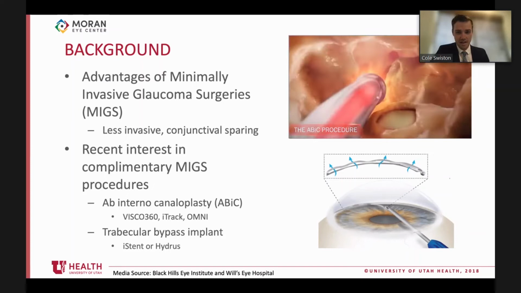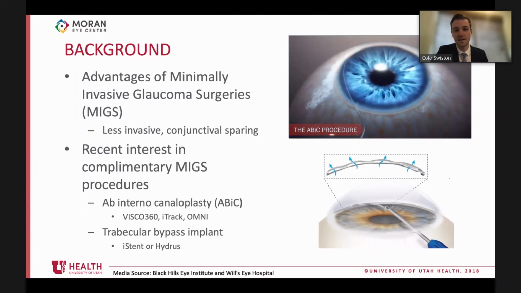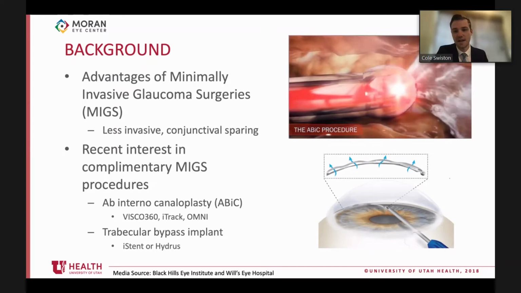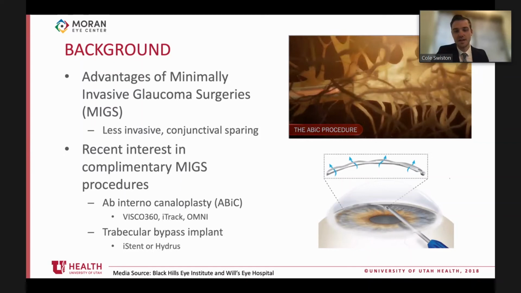There's been particular interest in combining ab interno canaloplasty, pictured here in the video, where a small microcatheter is inserted through a goniotomy, threaded through Schlemm's canal, and then withdrawn, ejecting viscoelastic, thereby dilating Schlemm's canal as well as the distal collector channels. That, combined with a trabecular meshwork bypass stent such as an iStent or Hydrus, has been done with the hopes of conferring additional IOP lowering benefit.